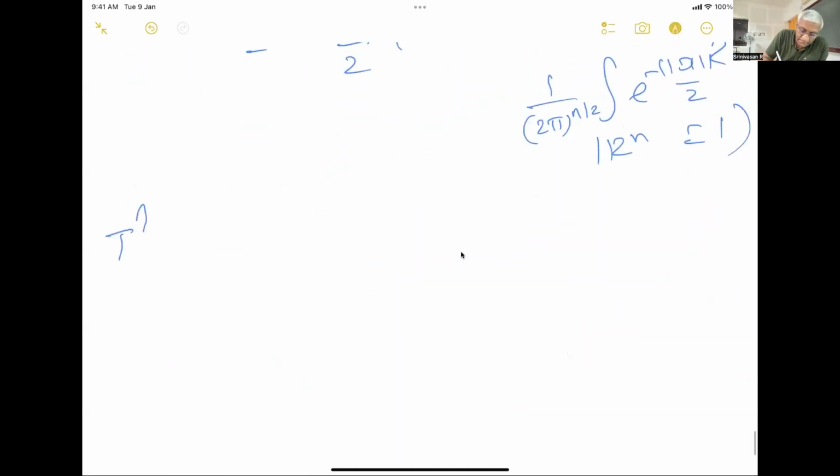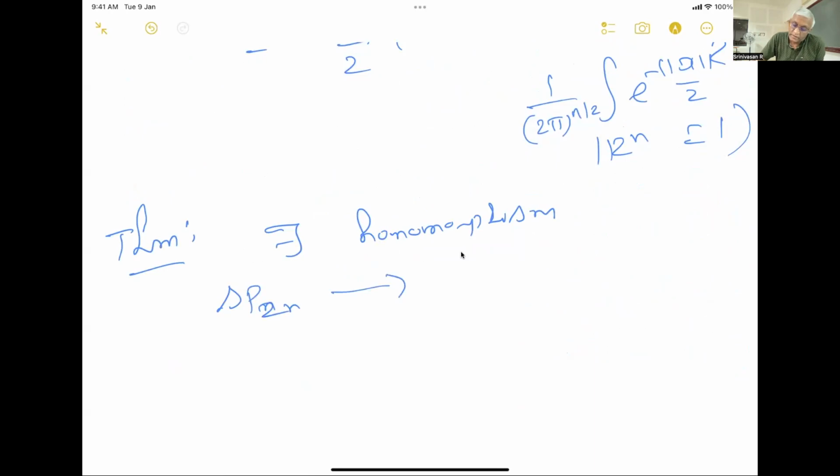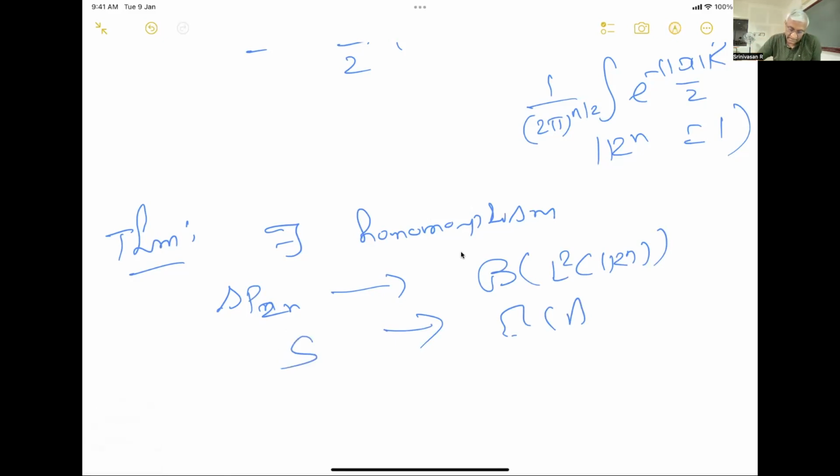The theorem is the following. There exists a homomorphism, if you want to call it a homomorphism, from the spin group Sp(2n) or whatever to B of the Fock space, L2 of Rn. S going to gamma of S. We reserve A for the positive, invertible operator on Rn. So S going to gamma of S.